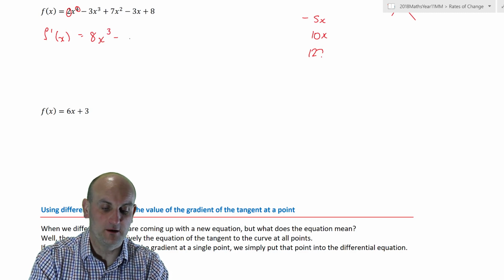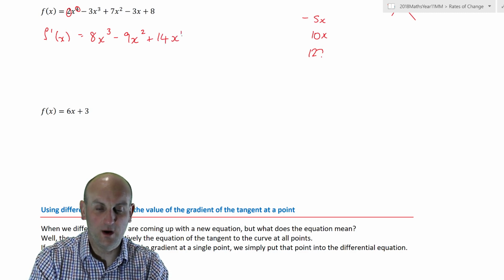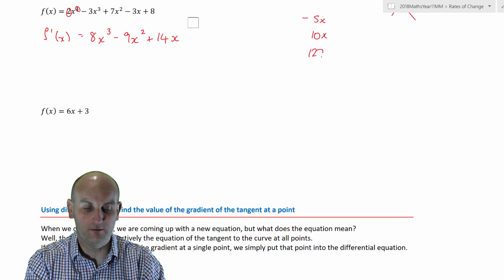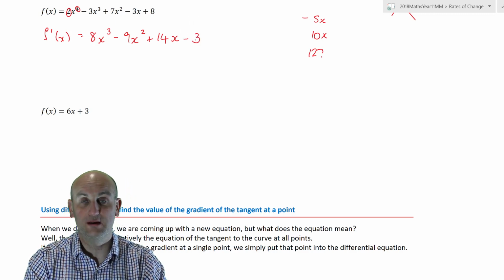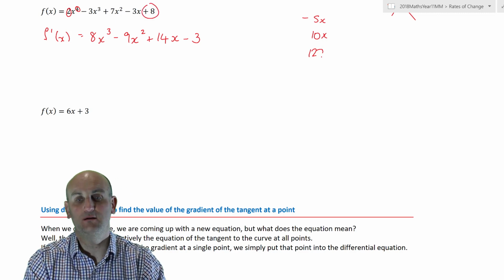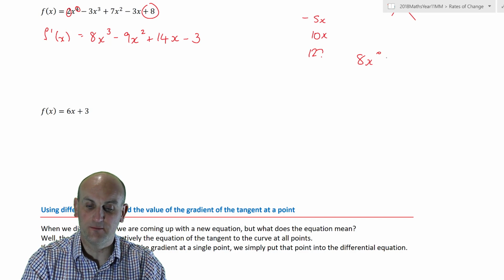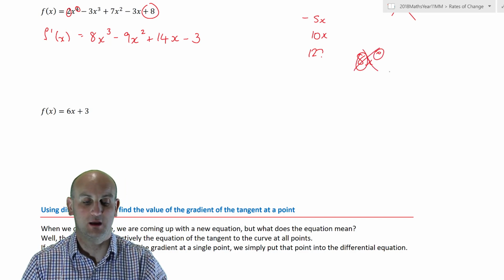Okay, I can do this. Minus 3 3s are 9x squared. 7 times 2 is 14, x to the power of 1. Do I need to write this power of 1? No, not really, so we can get rid of that. Minus 3. Now remember, 3x becomes just 3, and this last value here, which is the same as 8x to the power of 0, well, if I did 0 times 8, it disappears, and so that constant goes.